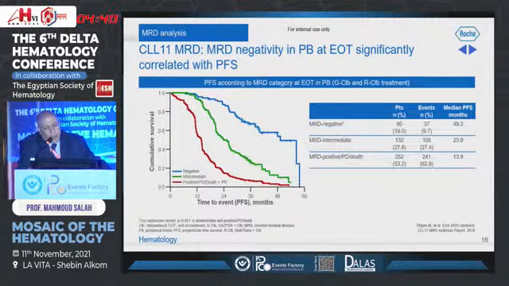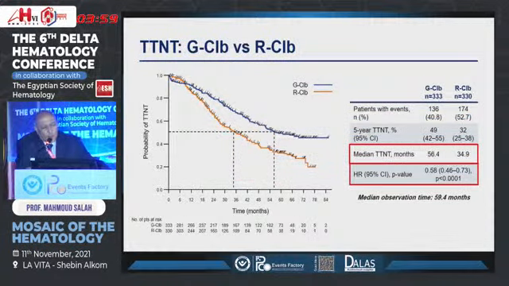So the progression-free survival according to the MRD negativity at end of therapy in the peripheral blood: patients who achieved MRD negativity, the top blue line in the curve, showed a median progression-free survival of around 50%, while patients with MRD intermediate showed a progression-free survival of 23%, and MRD positive in the peripheral blood showed 13.9% progression-free survival.